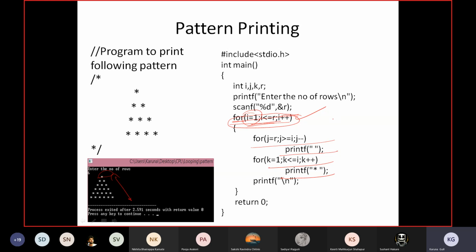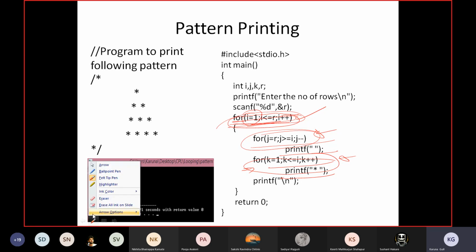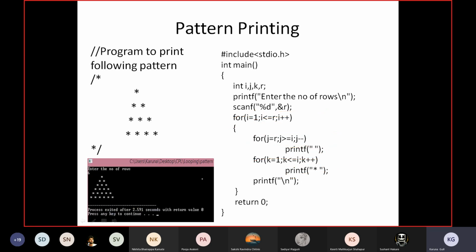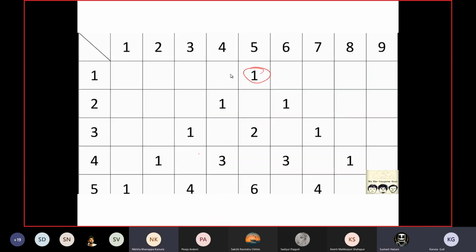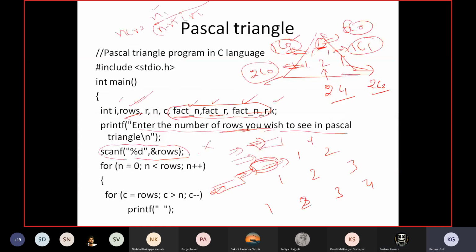So it is a nested looping statement. The outer loop talks about the number of rows, and you have to use two inner loops. One inner loop talks about the number of spaces, and what character you are interested to print is handled by another loop inside the outer for loop. This is my outer for loop. Haven't I mentioned this in the last class? Yes or no, students? Yes, ma'am.